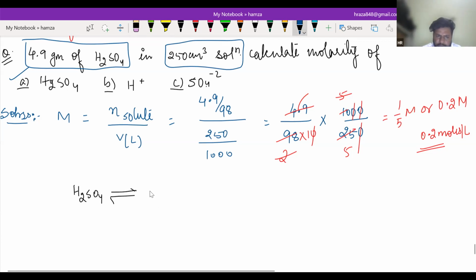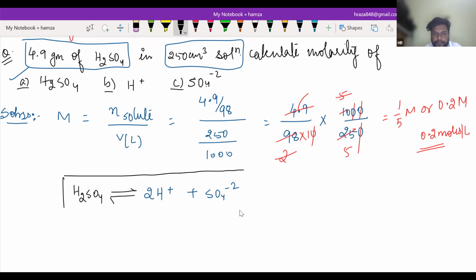So see, since H2SO4 is an acid, it will give H plus and SO4 minus 2. Again, for balancing, there is 2H, so I'm going to multiply it by 2. So this is the dissociation equation for H2SO4. Okay. Are you getting my point, Amjad? Yes, sir.